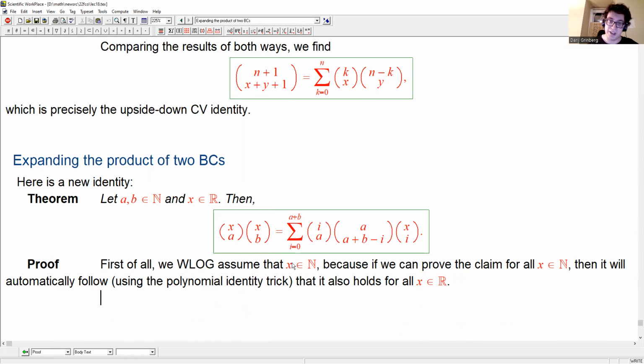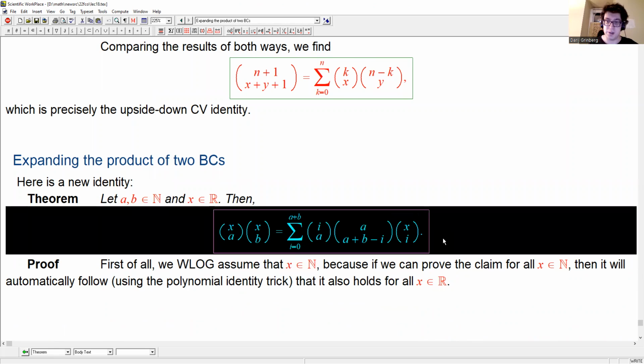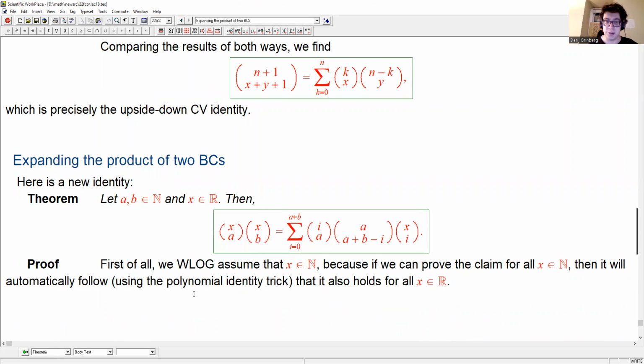Okay, so now that we have assumed x to be a non-negative integer, we can go around interpreting things combinatorially. What is the left-hand side? So this counts a-element subsets of the set 1, 2, ..., x. And this counts b-element subsets of the same set. So in total, this product counts the pairs of one of the first and one of the latter. So let [x] be the set 1, 2, ..., x.